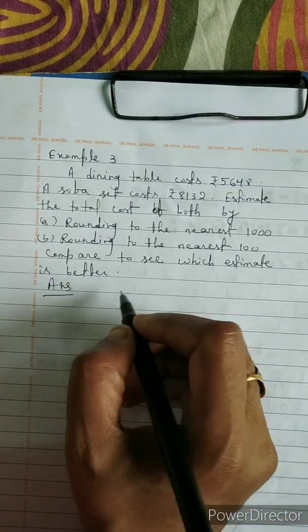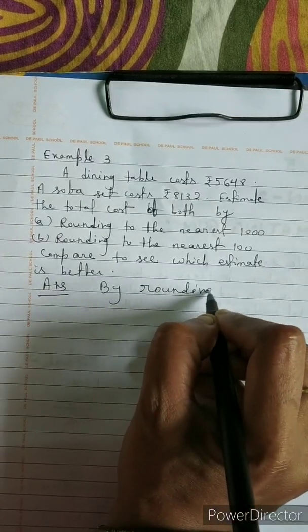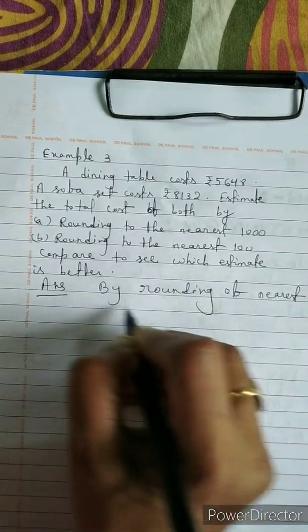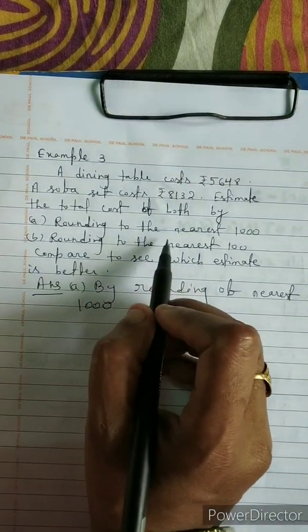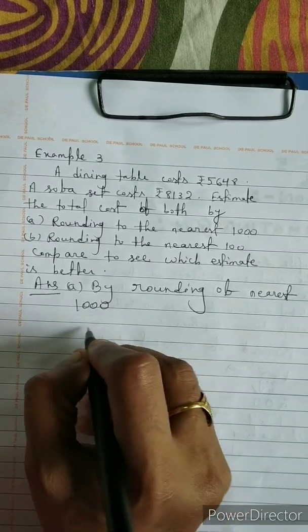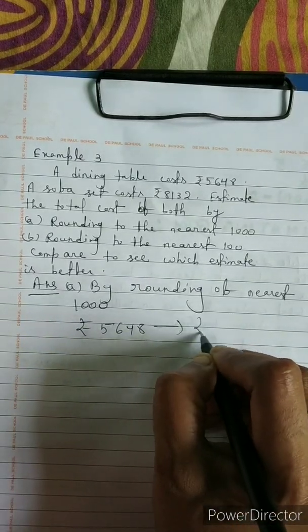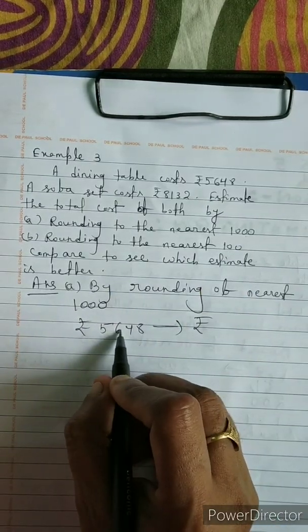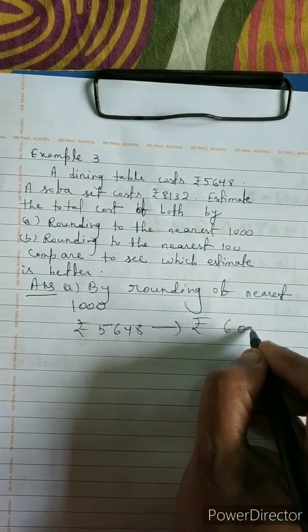Now, children, I will do the answer. Now by rounding to the nearest 1000. So children, this is part A. Now rounding to the nearest 1000. Just all of you see rupees 5,648. Children, round off. Now the nearest 1000 means this 6 is greater than 5, so this becomes increased by 1. So this is 6,000.